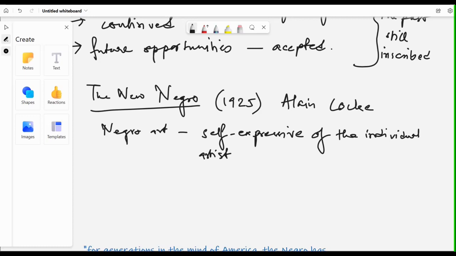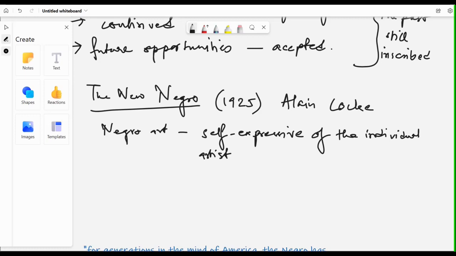And the importance of this book was that prior to the period of individual expression, characteristic of this Harlem Renaissance, according to Locke, Negro art had the primary function to represent a type of Negro that was socially acceptable and laudably ideal.